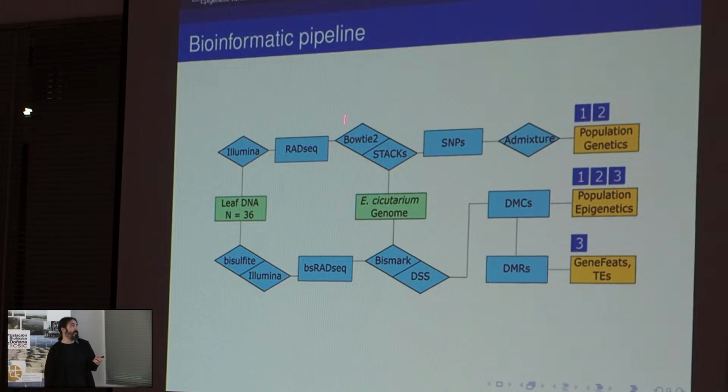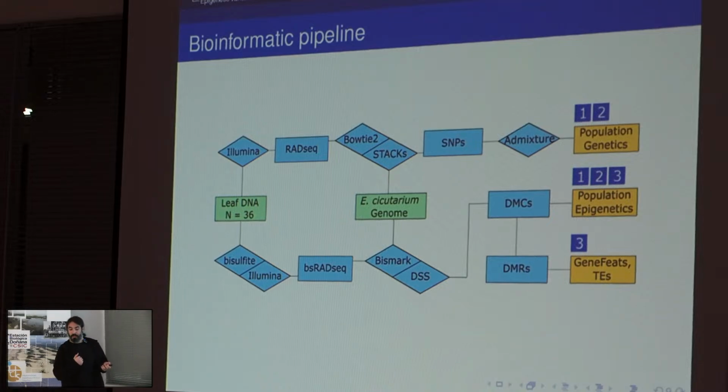So we aligned the reads to the Erodium cicutarium draft genome that our lab has produced. Then we performed SNP calling with Stacks. After filtering these SNPs, we ran a mixture analysis, and eventually we managed to get a list of SNPs and also the data that allow us to screen the genetic structure.